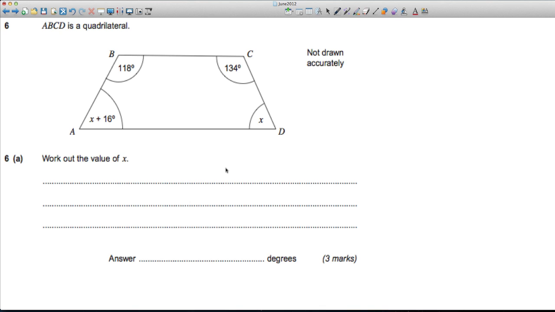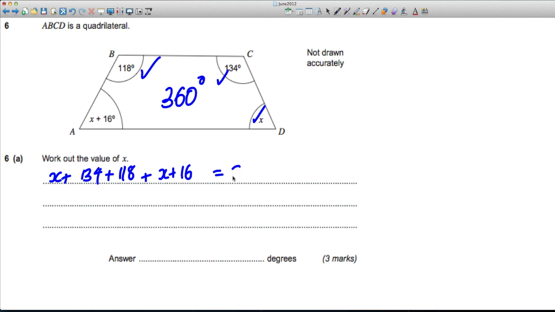Okay, ABCD is a quadrilateral. Work out the value of x. I know the inside angles of a quadrilateral must add to 360, so I can write an equation down. I could say that this angle x plus 134 plus 118 plus x plus 16, they must add up to 360. Now, I've got 1x here and 2x, so I've got 2x's, and the numbers, if I do 134 plus 118 plus 16, I would get 268. So plus 268 is equal to 360.